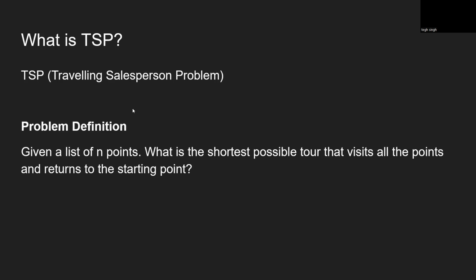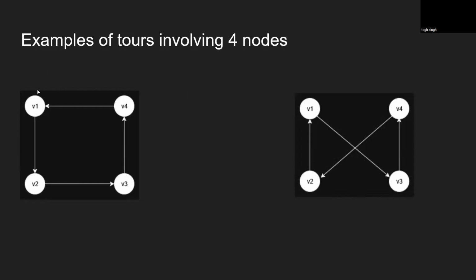So the TSP problem is also known as the traveling salesperson problem. We have a list of endpoints, and our goal is to find the shortest possible tour that visits all the points and returns to the starting point. This is just examples involving 4 nodes of tours for the TSP.